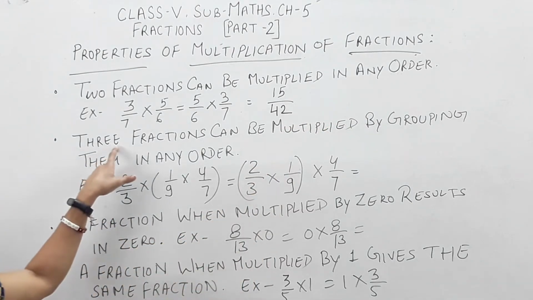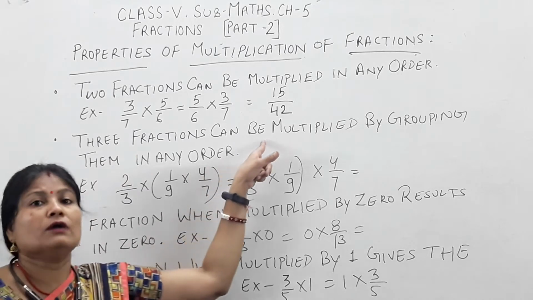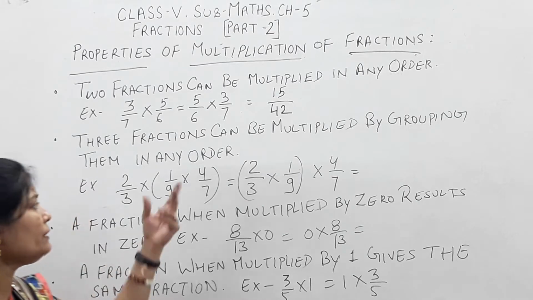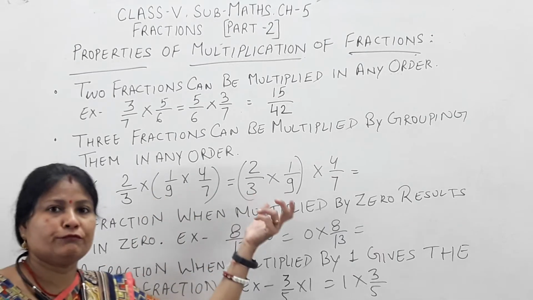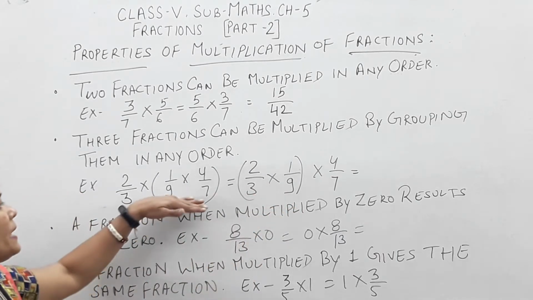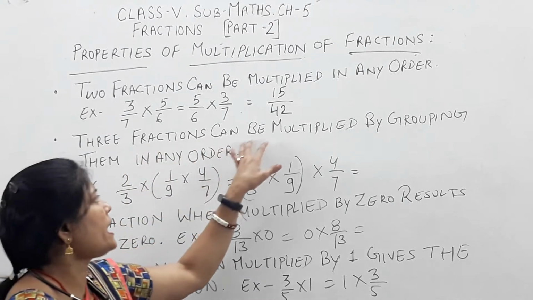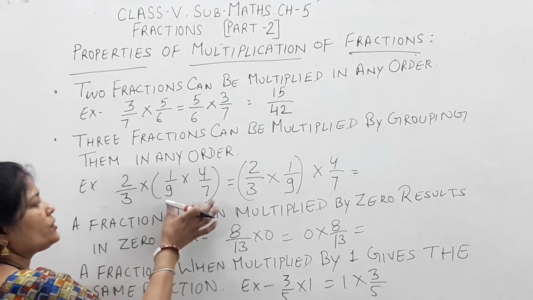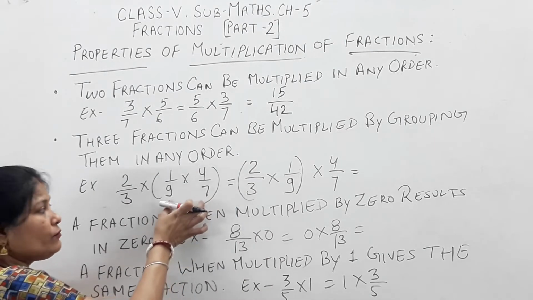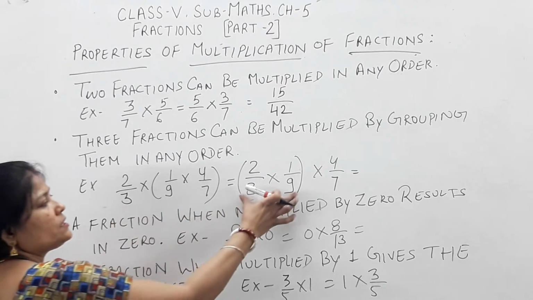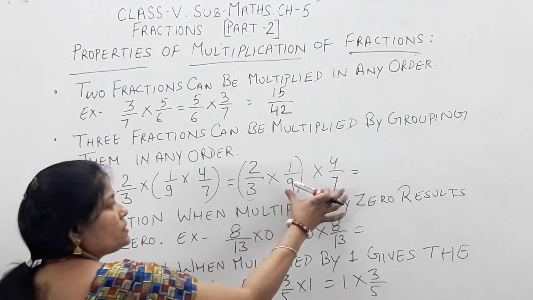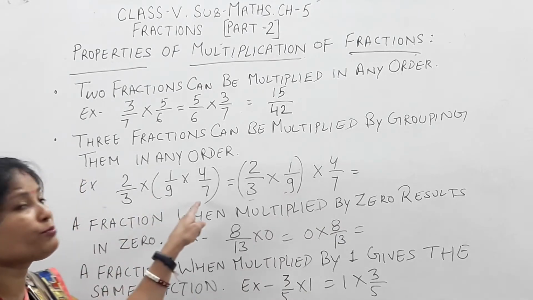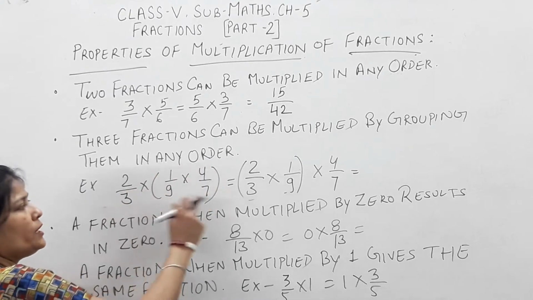Now move to the second property, more than two fractions. How can we multiply them? With two, we can change their place and write in any order. But if we have 3, we can see a different order. So yes children, we will multiply by grouping. Fractions can be multiplied by grouping in any order. That is my choice. I can put two fractions in this bracket, or I can put these two fractions in the bracket, no problem. But the result will be the same because it is a product. So numerator to numerator, denominator to denominator.